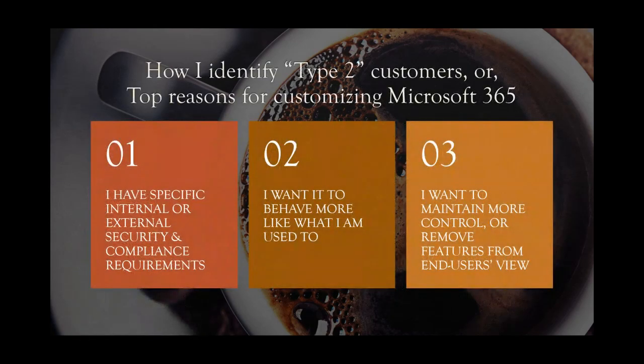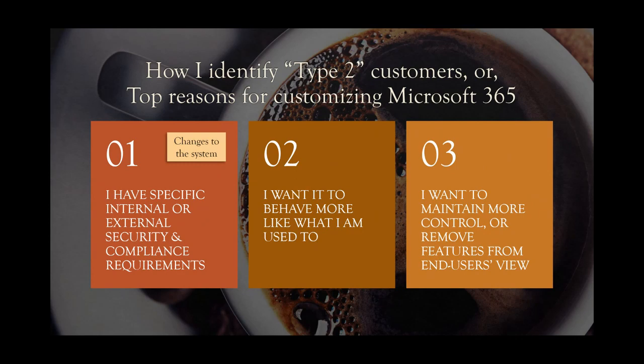Now, the way I identify type 2 customers, type 2 customers have other subtypes, and this is the more complicated one. The type 2 customers are, again, the ones who have an opinion about what they want. Now, with regard to this first category, I have specific internal or external security and compliance requirements. Cool, I can work with you on this all day long, and it usually just involves changes to the system.